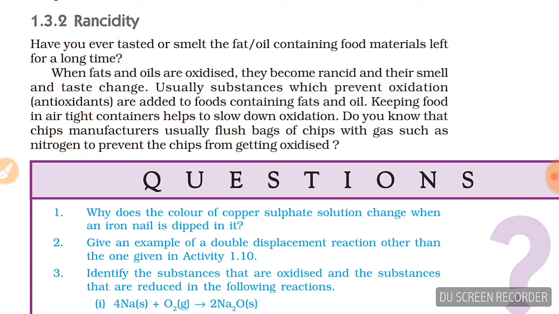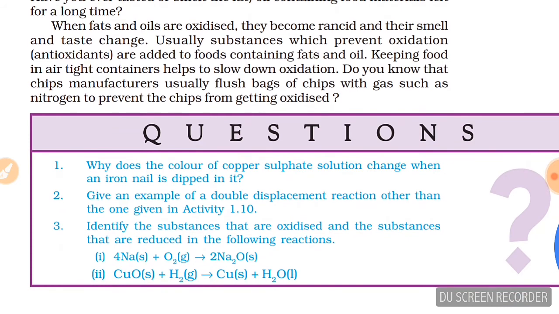Rancidity is what? When the eating material, whatever food we eat, has fats and oils in it, and if it is kept open for many days, a strange smell starts coming from it. And then we used to call that the food item has become rancid. When the fats and oils are oxidized, they become rancid. It is getting what? It is getting oxidized. So they become rancid. Their smell and taste changes.